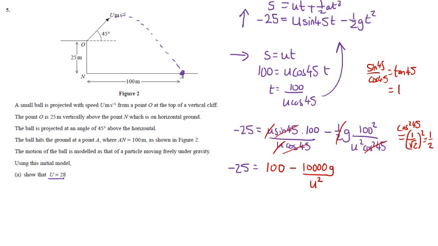So I can rearrange this now. First of all, 10,000 g over u squared is equal to 100 plus 25, so 125. So u squared is equal to 10,000 g over 125. And if we use g as 9.8, and work that out and then square root it, we get u is equal to 28.